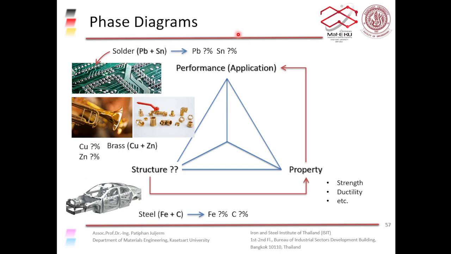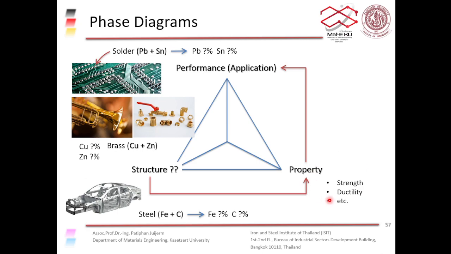Okay, so the composition of each of these alloys will influence the structure, and the structure will influence the property and the performance. So we have to know what type of performance we want, right? And for that performance or application, we would have a property requirement. What is the strength for that application? What is the durability, ductility, hardness, toughness, etc.? That's the requirement for the material, right?